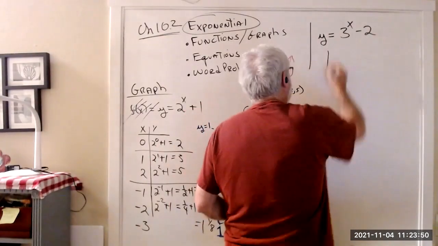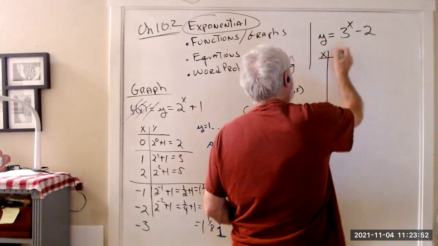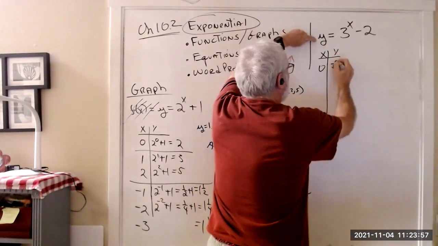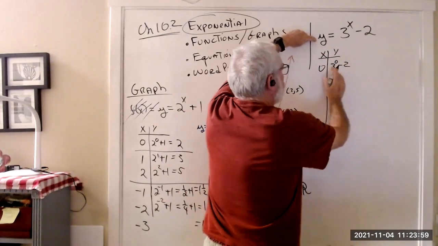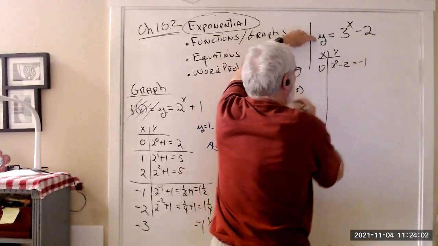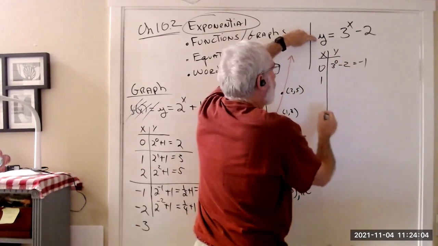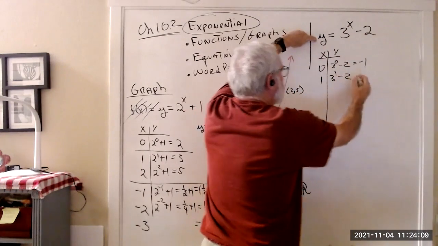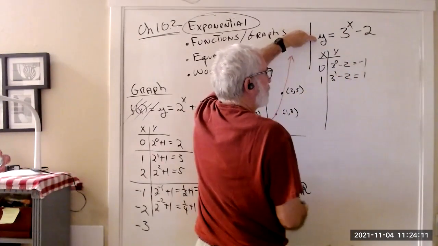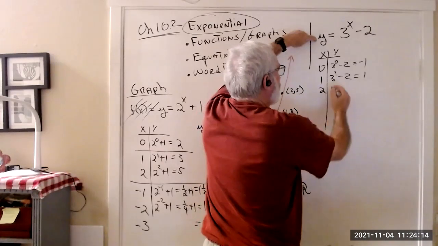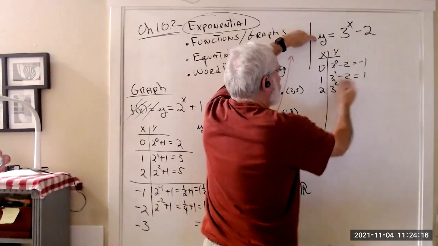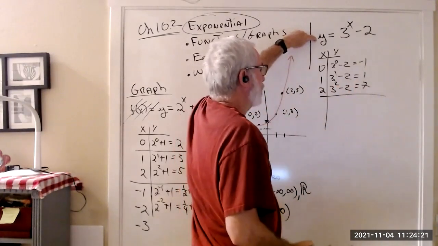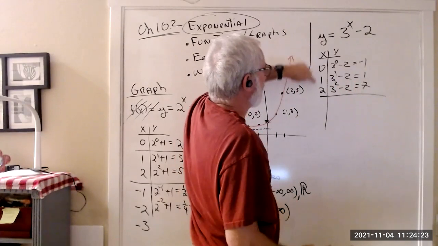So let's build ourselves a big old XY table. Again, if x is 0, we have 3 to the 0 minus 2, which is 1 minus 2, which is negative 1. If x is 1, that's 3 to the 1 minus 2, which is 3 minus 2, which is 1. If x is 2, that's 3 to the 2 minus 2, which is 7. All right, that's enough. I've got an idea for when x is a positive number.